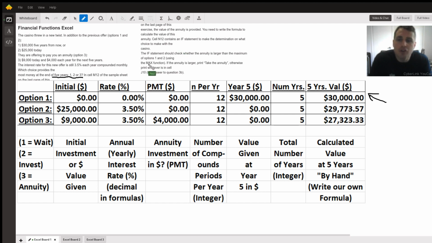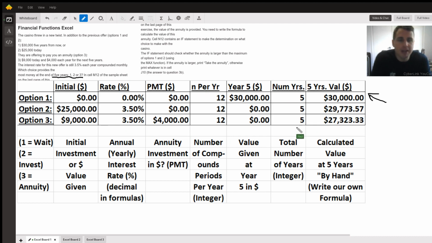The if statement should contain the Excel max function to determine which is the maximum value, option 1 or option 2. And then if the annuity is larger, we take the annuity. Otherwise, we just print the value that we're going to receive, which is the maximum value.